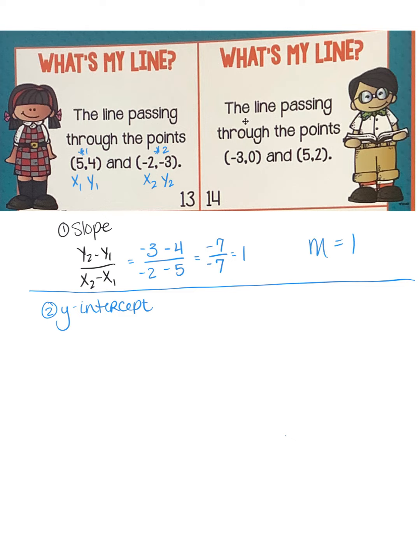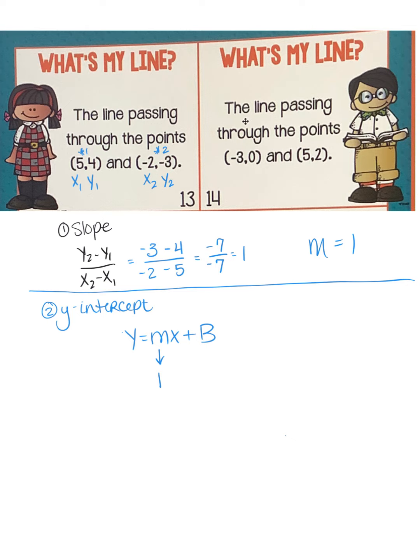Let's do the y-intercept. We're going to use the equation y equals mx plus b and substitute. We already know the slope is 1. But what about the x and the y? Well, what's cool is you can use either point. You can use the first point or you can use the second point. What you can't do is use the x from one and then the y from the other, because that's a totally different point. That's not on the same line. I'm going to use the first point because I like to avoid negatives if I can.